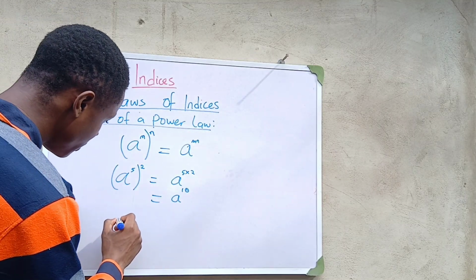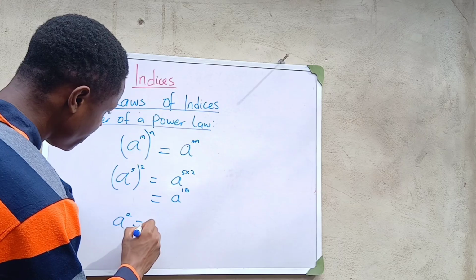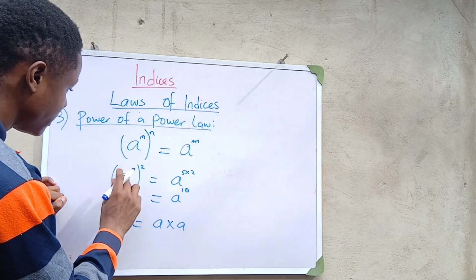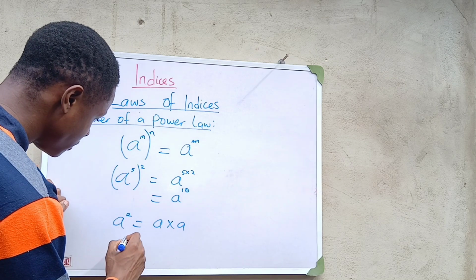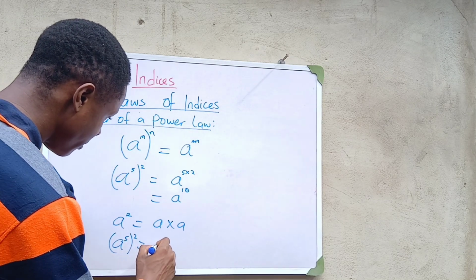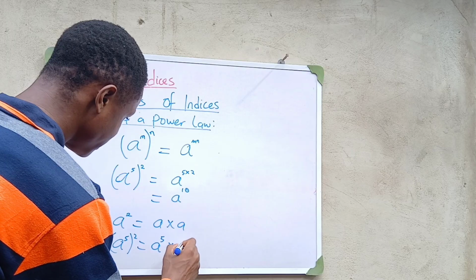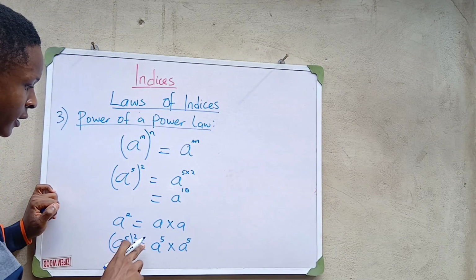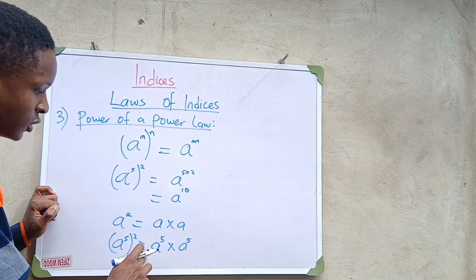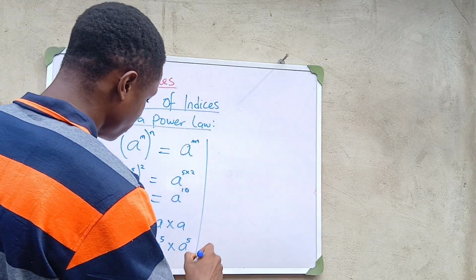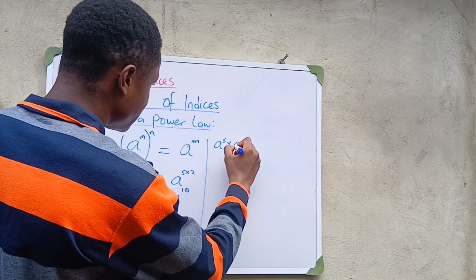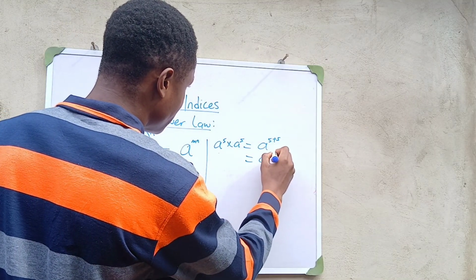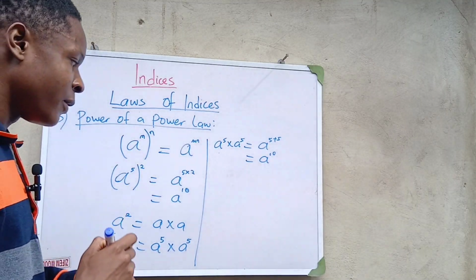We say that when we have a raised to power 2, for example, we'll be having a times a. So now let's take this as a single term. We now have a raised to power 5 square is the same as a raised to power 5 times a raised to power 5. So using product law here now, we have a raised to power 5 times a raised to power 5, which is a raised to power 5 plus 5. That is giving us a raised to power 10. So you have just proved power of a power law.